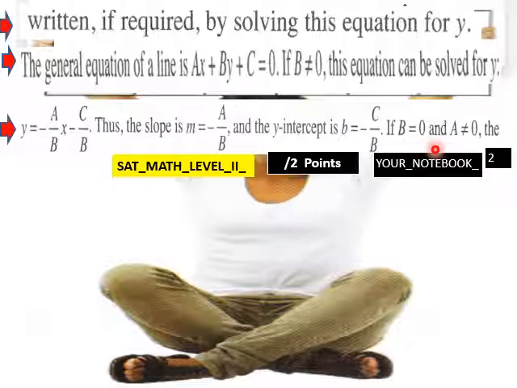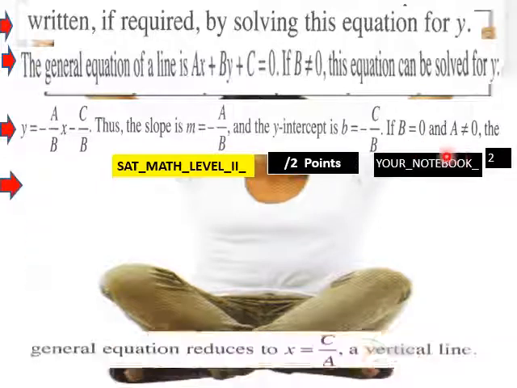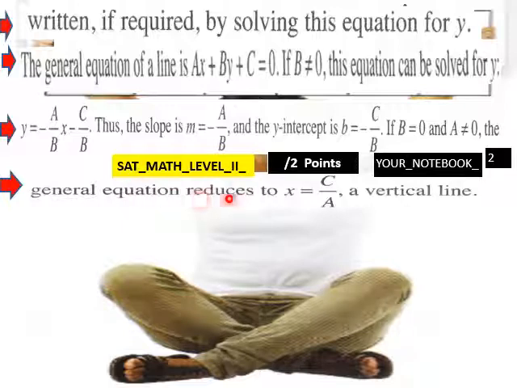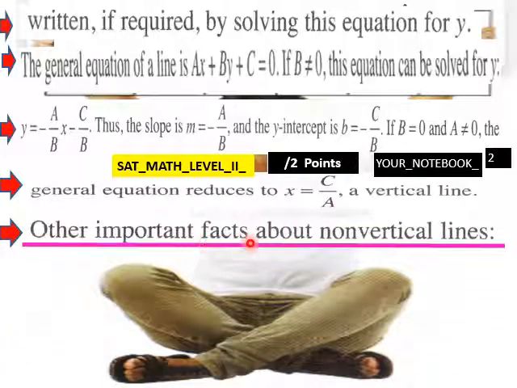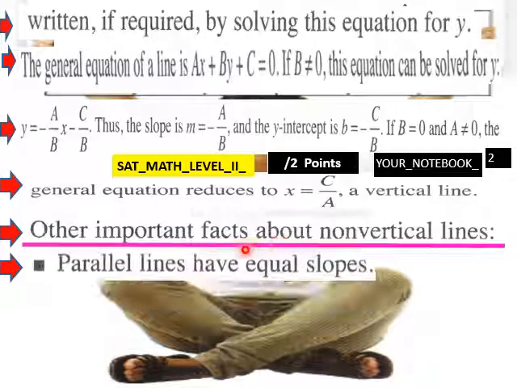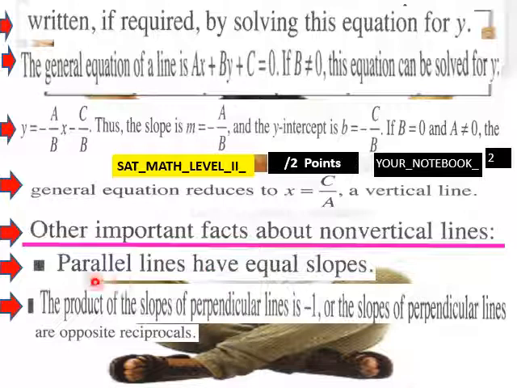If b equals 0 and a cannot equal 0, the general equation reduces to x equals c over a, a vertical line. Other important facts about non-vertical lines: parallel lines have equal slopes. We should know that. The product of the slopes of perpendicular lines is -1, or another way of putting that, the slopes of perpendicular lines are opposite reciprocals.